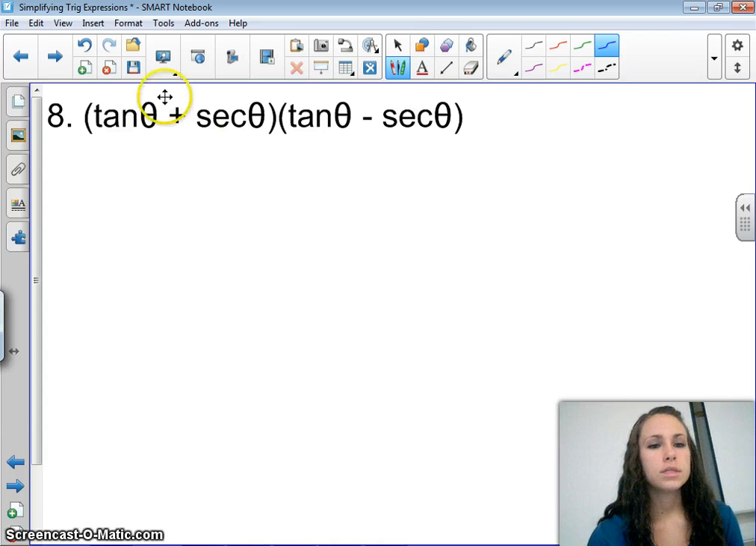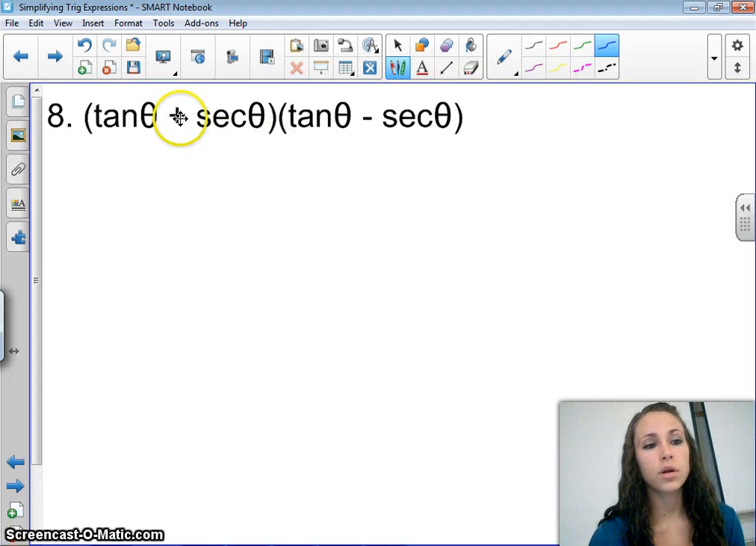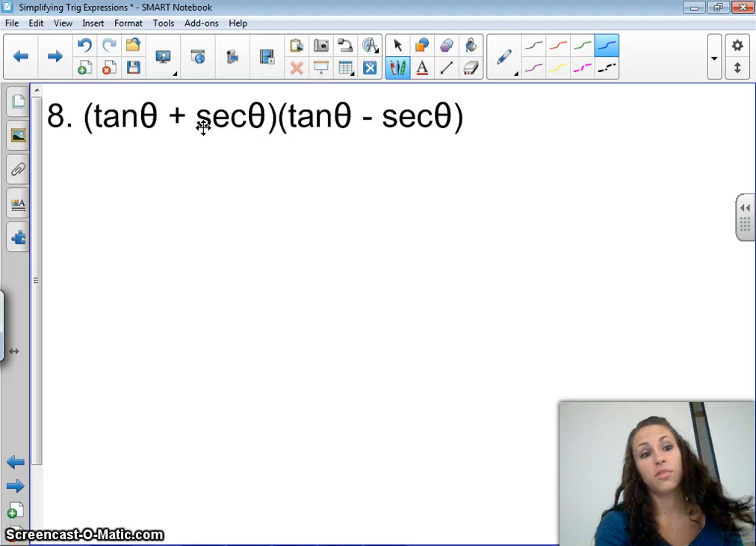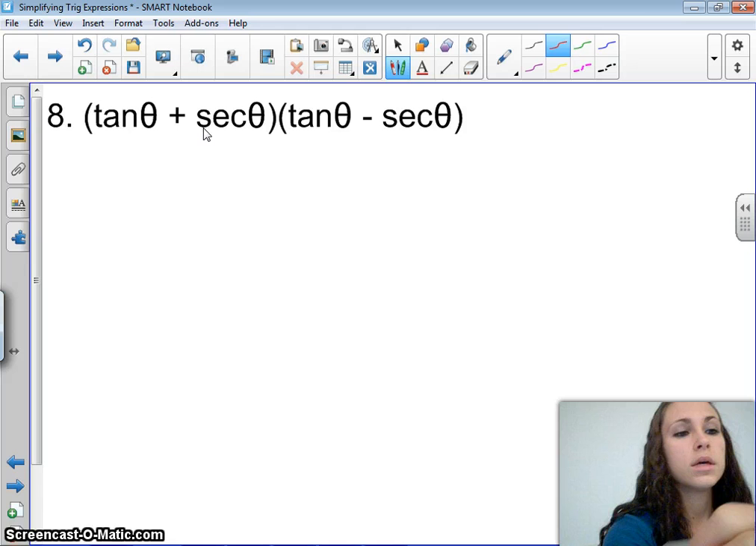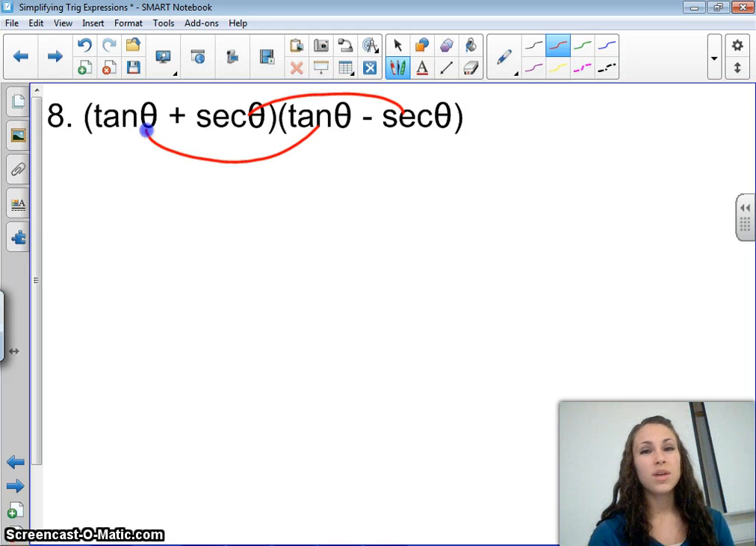What I notice when I look at this is that both of these factors or parentheses are the same except for the signs. And so I know that whenever I FOIL things out that have different signs and are the same factor, then the middle terms cancel out, and so really all I have to do is multiply the outsides and the insides. I'm going to do that because it's going to end up giving us tangent squared minus secant squared.